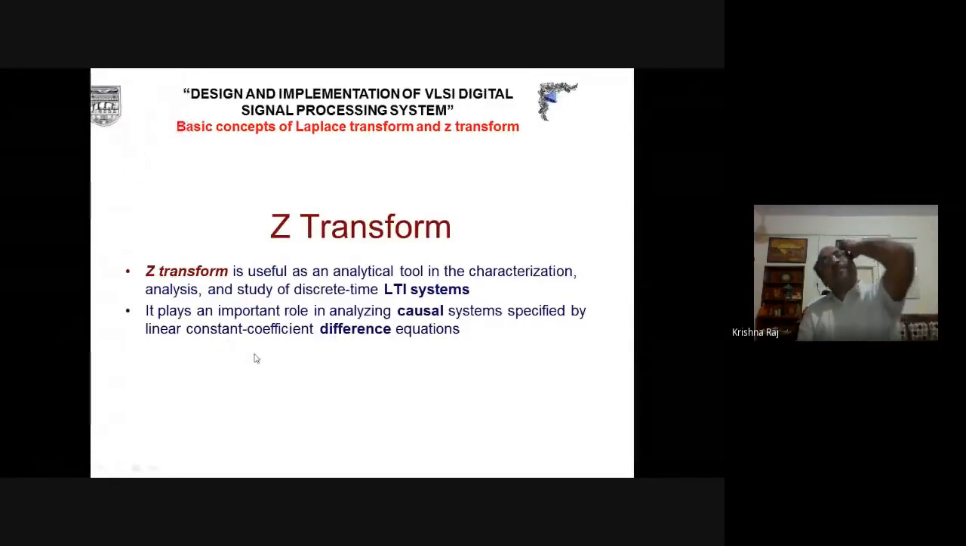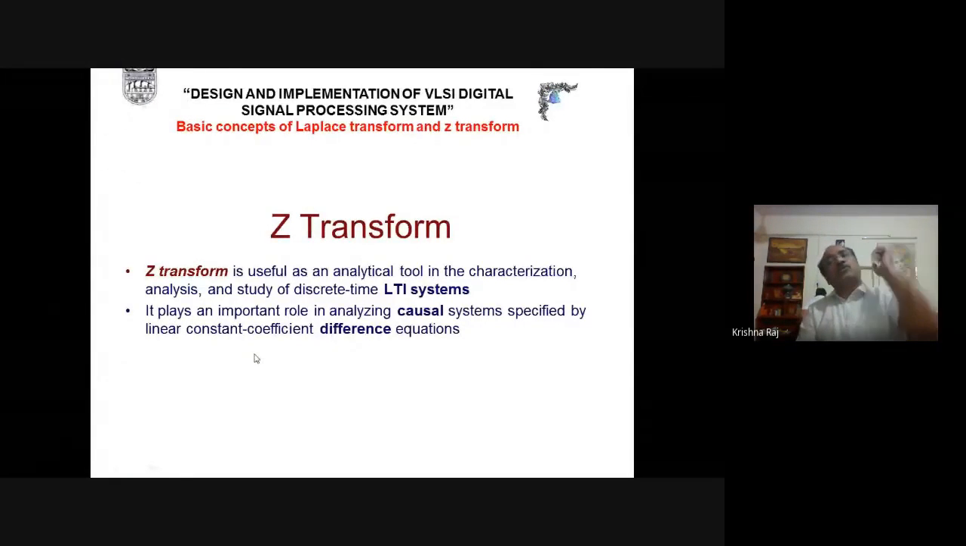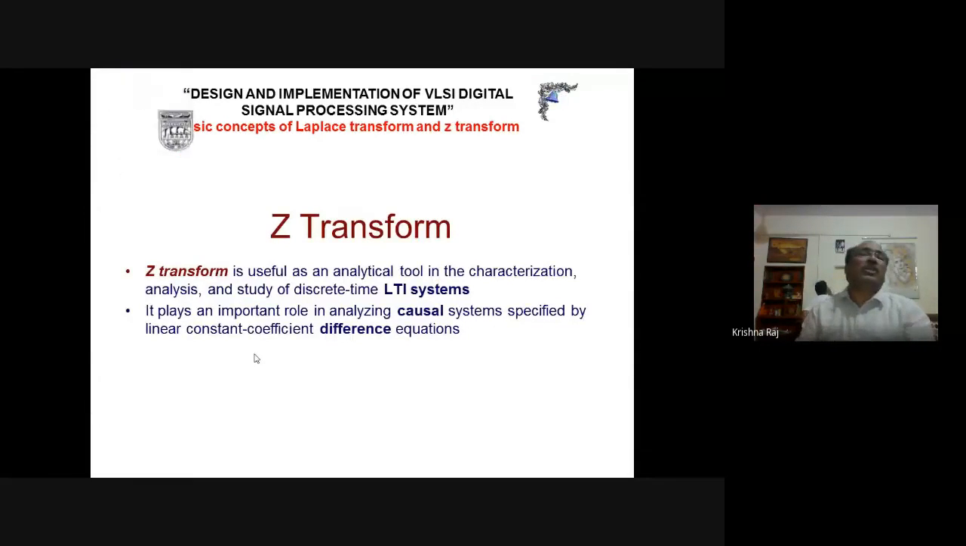Similarly, if we are interested in getting a mathematical model and the analysis of a discrete time system, then naturally the mathematical model of the digital system will be done using the difference equation, and the difference equation can be transformed into the complex domain and hence the frequency domain using the z transform.